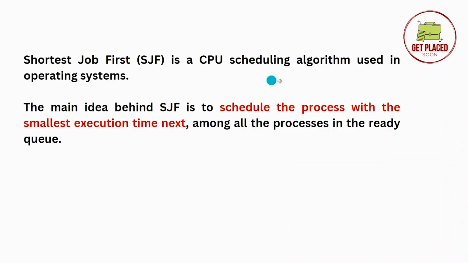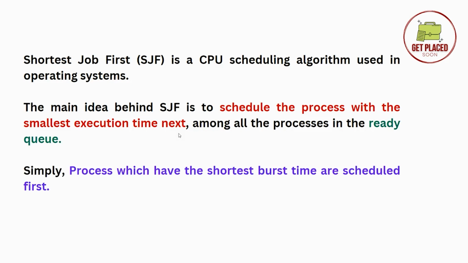So shortest job first is a CPU scheduling algorithm used in operating systems for the execution of processes. The main idea is to schedule the process with the smallest execution time next among the processes in the ready queue. You know how a process gets into the ready queue based on the arrival time, right? Once the process arrives in the ready queue, you select from that ready queue the process which has the smallest execution time next, which means whichever has the smallest burst time is selected. To put it simply, processes which have the shortest burst time are scheduled first.